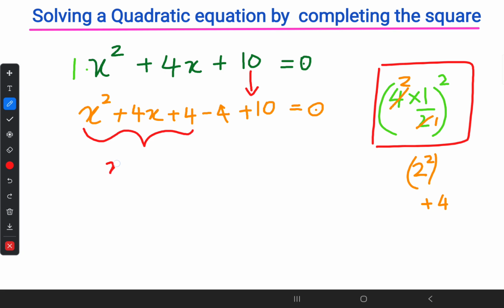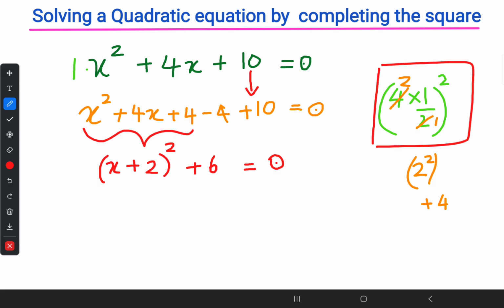It will become x plus 2 whole square. From the x square, you have to select x. From the middle member, you have to select the direction. For the third member, you have to find the square root of it. The square root of 4 would be 2. So x plus 2 whole square, and minus 4 plus 10 will become positive 6. That is equal to 0.